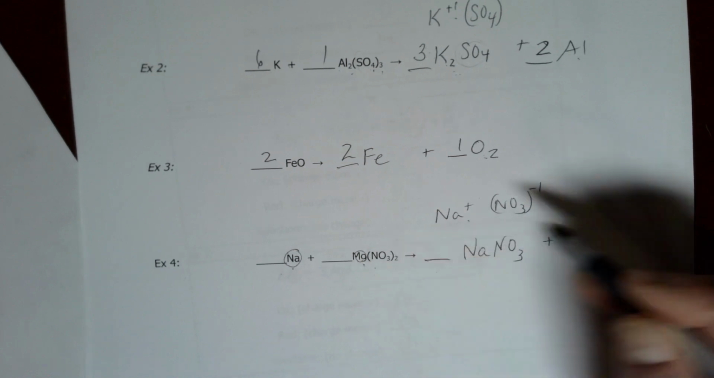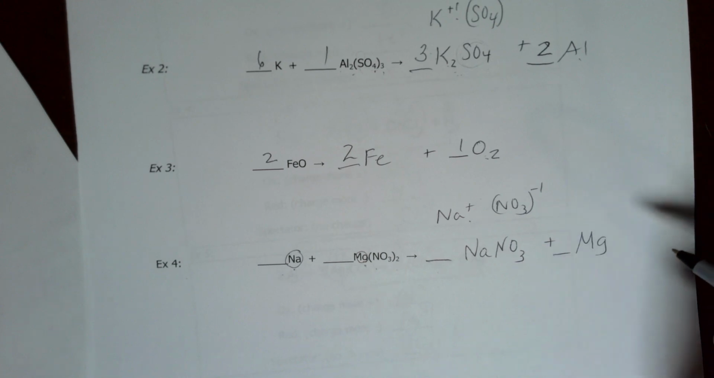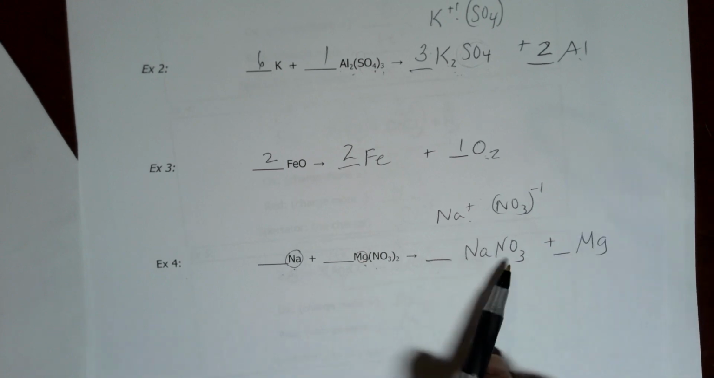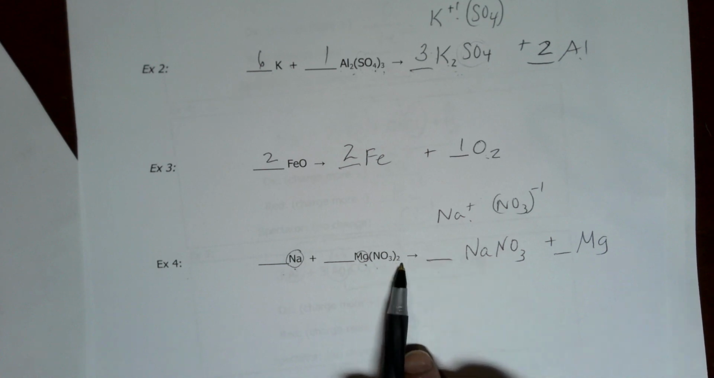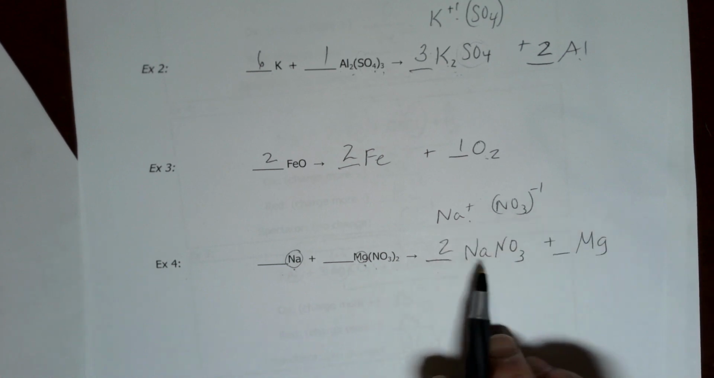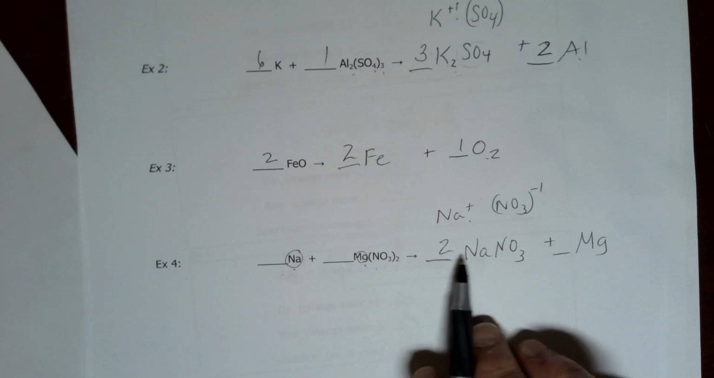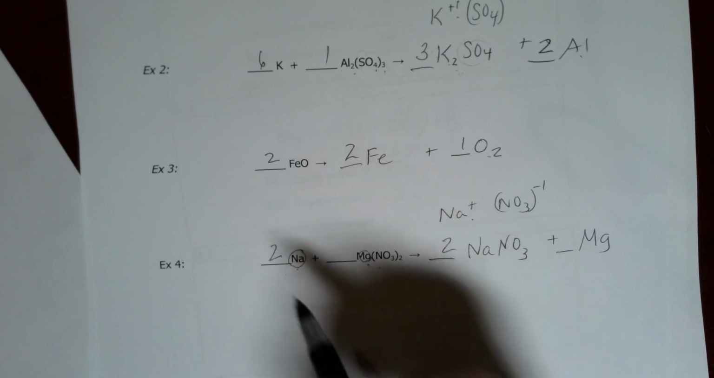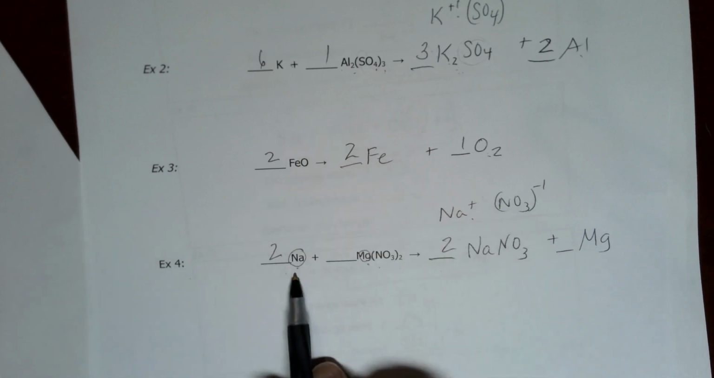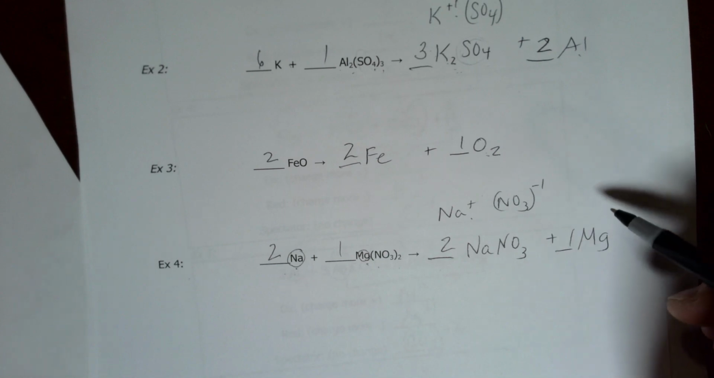That's going to cause the magnesium to just be out on its own as Mg. Now balancing this equation, I see that nitrates are out of whack. There's 2 here. I need to make sure that there's 2 on the other side by putting this coefficient here. That's going to cause me to have 2 sodiums. I'm just going to fix that by putting a 2 in front of the Na. And everything else is a 1.